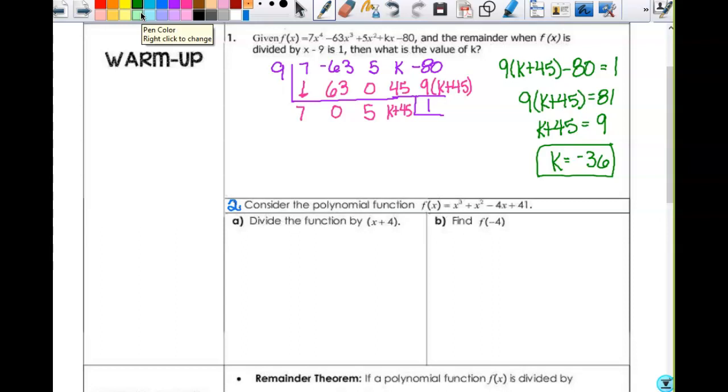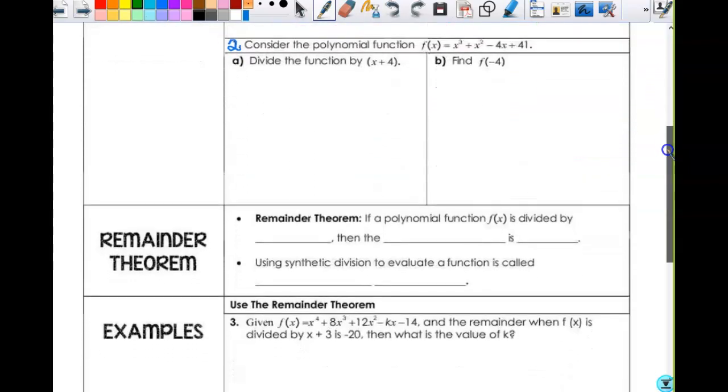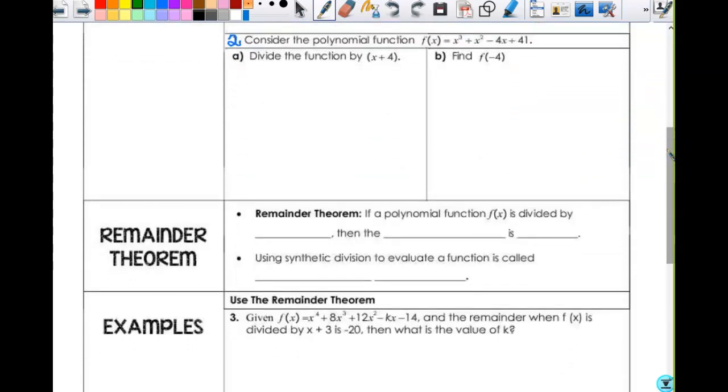All right, so let's look at number 2 here. It says, consider the polynomial function, so it gives me f. So the first thing it says is to divide the function by x plus 4. So that's simple because there's not even any variables in here. I can use synthetic division, so my negative 4 goes out here. Inside, this is cubic, so I have 1, 2, 3, 4 terms, so I'm good. So 1, 1, negative 4, and 41. This time, I don't know what my remainder is, but that's okay.